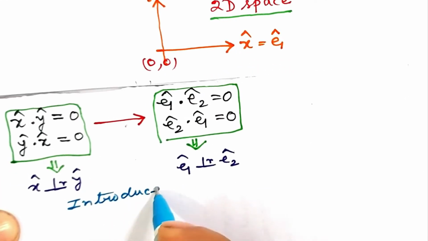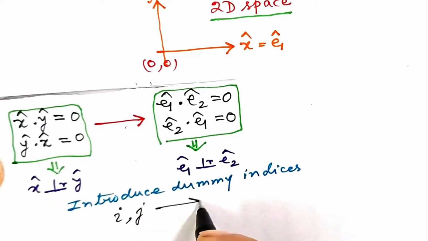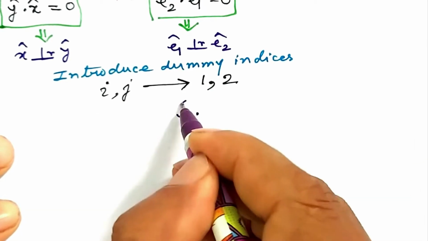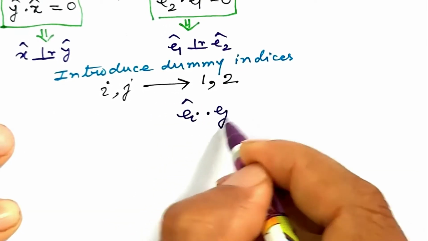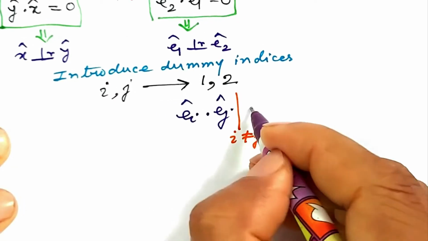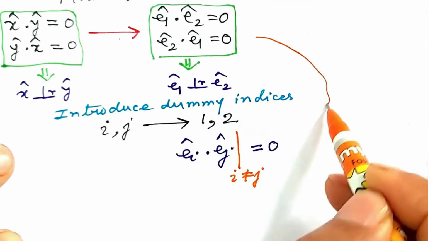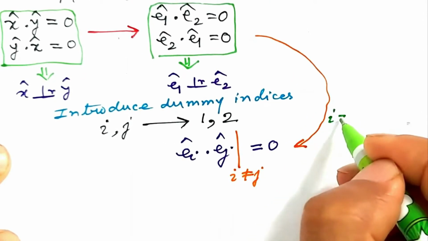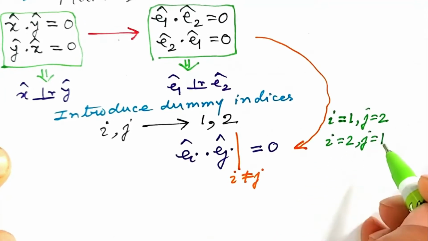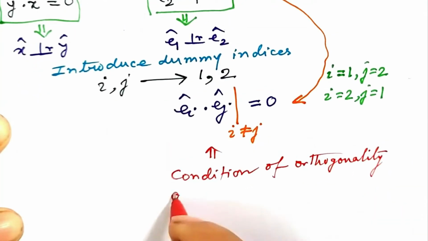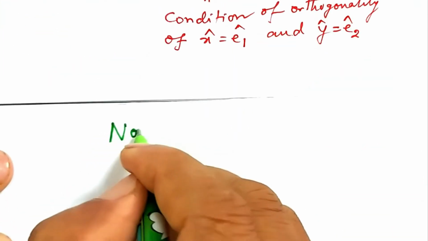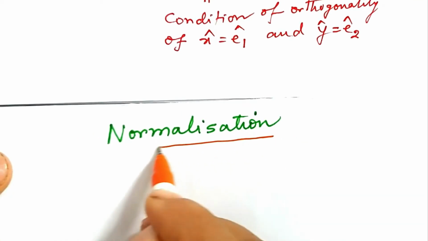Let us introduce dummy indices i, j, each of which runs over numbers 1 and 2. We can recast these two relations as ei cap dot ej cap for i not equal to j to be 0. We get back the relations putting i equal to 1, j equal to 2 and i equal to 2, j equal to 1. This is the condition of orthogonality of x cap equal to e1 cap and y cap equal to e2 cap. We now discuss normalization.